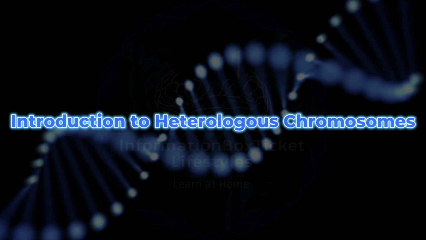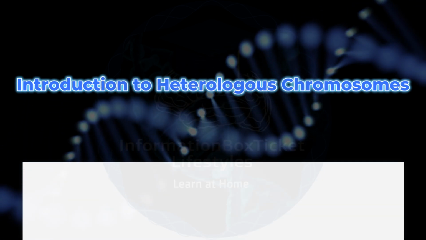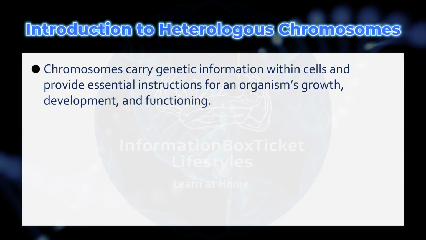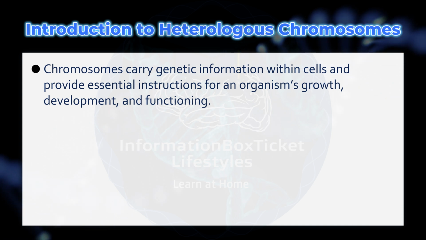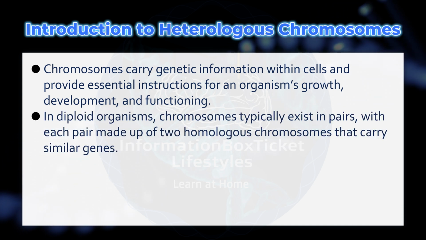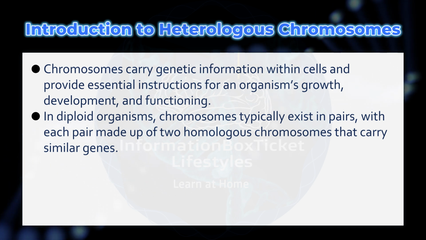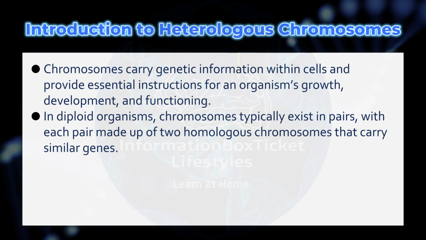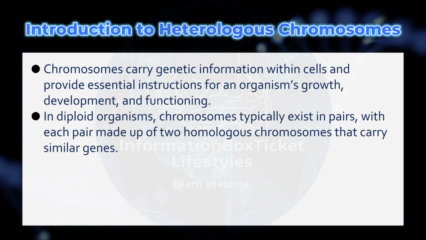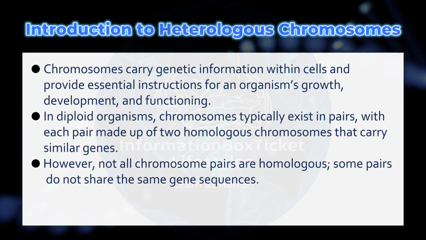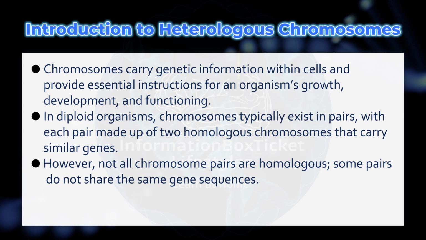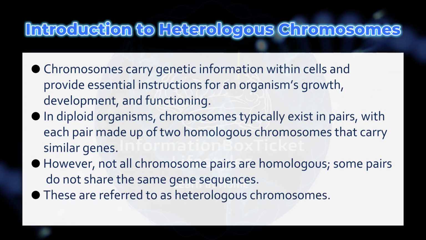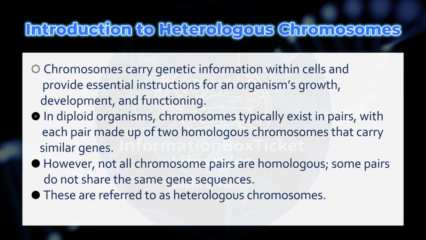Introduction to heterologous chromosomes. Chromosomes carry genetic information within cells and provide essential instructions for an organism's growth, development, and functioning. In diploid organisms, chromosomes typically exist in pairs, with each pair made up of two homologous chromosomes that carry similar genes. However, not all chromosome pairs are homologous. Some pairs do not share the same gene sequences. These are referred to as heterologous chromosomes.